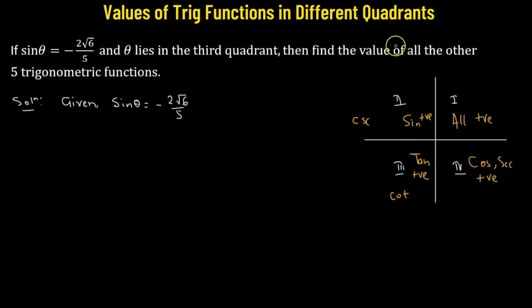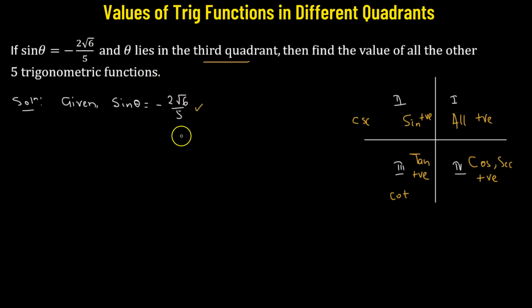Now it's given here that our theta lies in the third quadrant. So we know that in the third quadrant only tangent and cotangent are positive, meaning all the other trig functions are negative. So that's why we are being provided with a negative sine value. So this is a correct value.